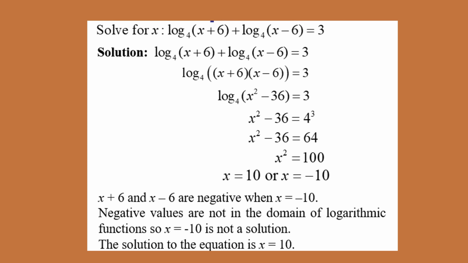Now using the definition of logarithm, the base is 4. 4 raised to the exponent 3 will be x squared minus 36. So x squared minus 36 is 64. We can solve that and get two values, x equal to 10 and x equal to negative 10.